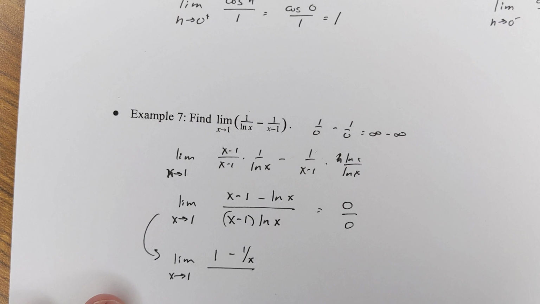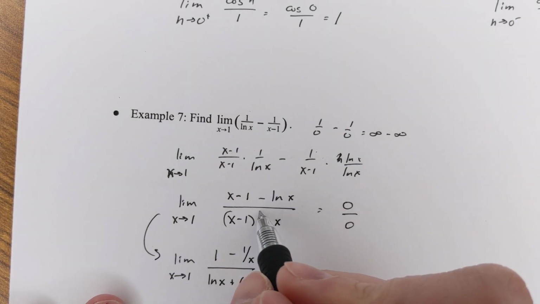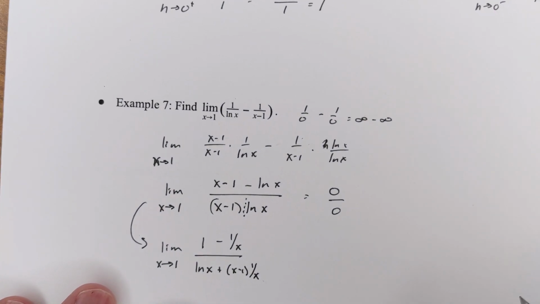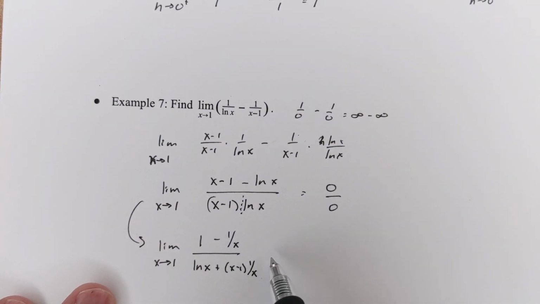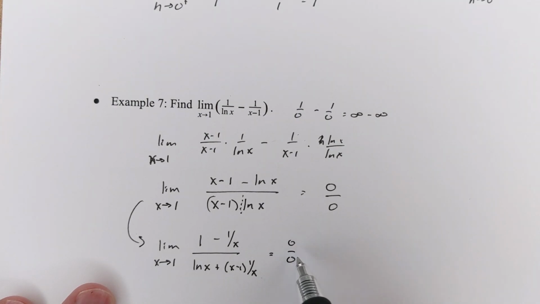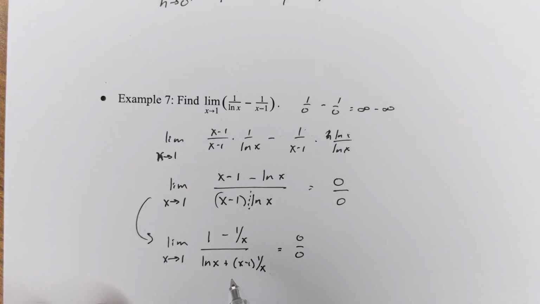x minus 1 times natural log, so derivative of the first times the second is going to be ln x plus the first times derivative of the second, x minus 1 times 1 over x. So that's product rule on the bottom there. Now if I plug 1 in, I still get 0 over 0. But before we do anything, we're going to clean this guy up a little bit.